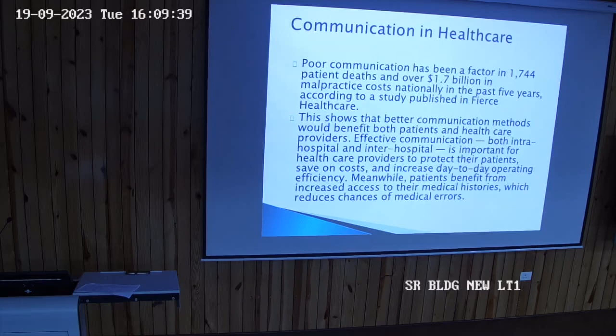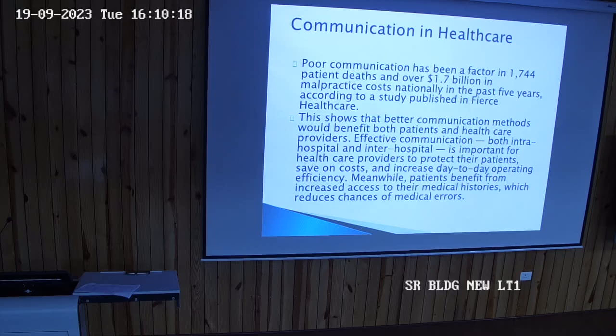Poor communication has been a factor in 1,744 patient deaths and over $1.7 billion in malpractice costs nationally in the past 5 years, according to a study published in Peers Healthcare. So there is a journal called Peers Healthcare which carried out a study according to which communication, or particularly the lack of communication, has become a very dominant factor in patient deaths when it comes to the working of healthcare.